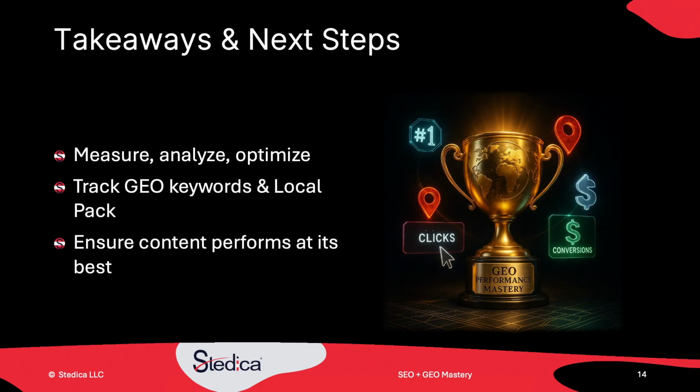Takeaways and next steps. Here's your big takeaway. Geo-specific performance tracking is about measuring, analyzing, and optimizing your local SEO strategy for maximum results. By continuously tracking your geo keywords, your local pack visibility, and your local user behavior, you'll make sure your content is always performing at its best.